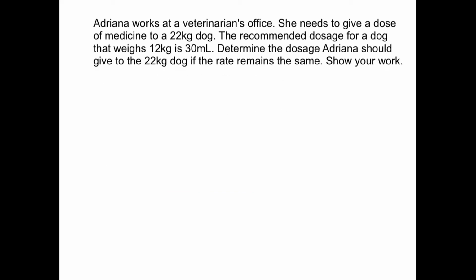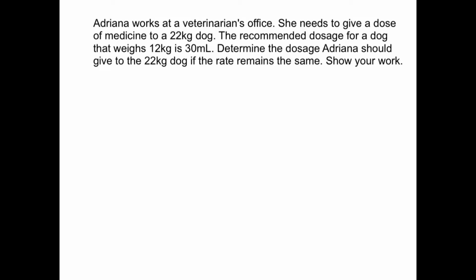The question says, Adriana works at a veterinarian's office. She needs to give a dose of medicine to a 22-kilogram dog. The recommended dosage for a dog that weighs 12 kilograms is 30 milliliters. Determine the dosage Adriana should give to the 22-kilogram dog if the rate remains the same. Show your work. Now, if you recall, a ratio is a comparison of two quantities.